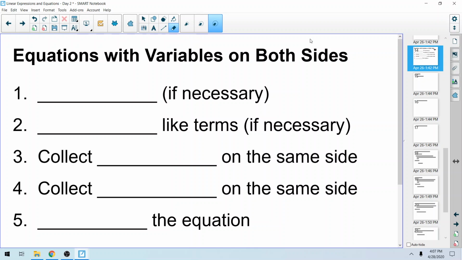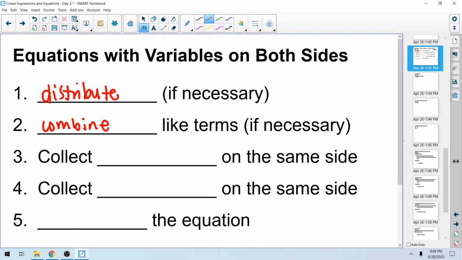Okay, everybody, the next type of equation we're going to deal with are equations with variables on both sides of the equation. So, a couple steps here. Step one, distribute if necessary. Step two, combine like terms.